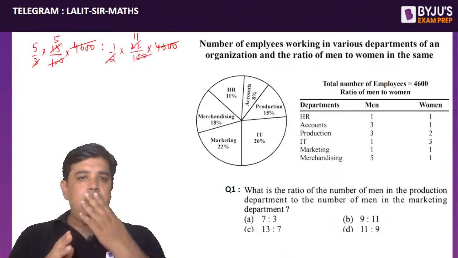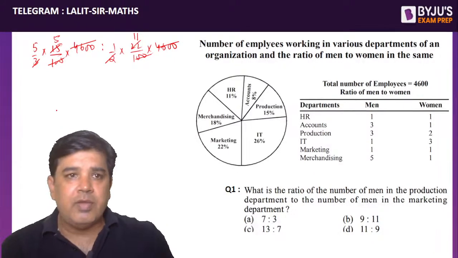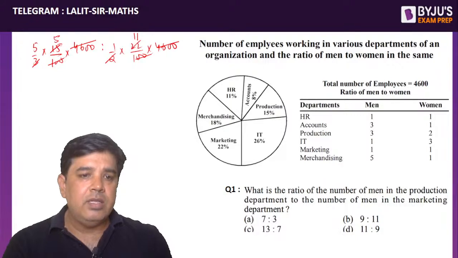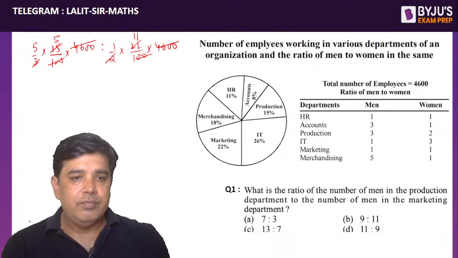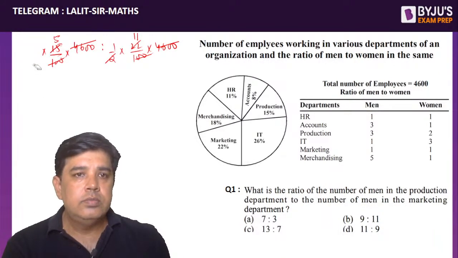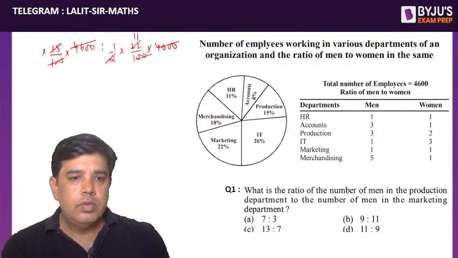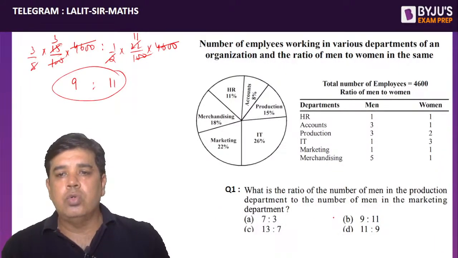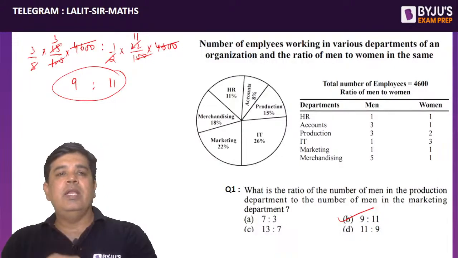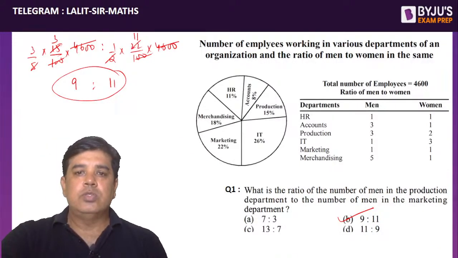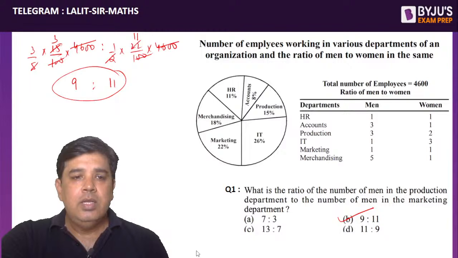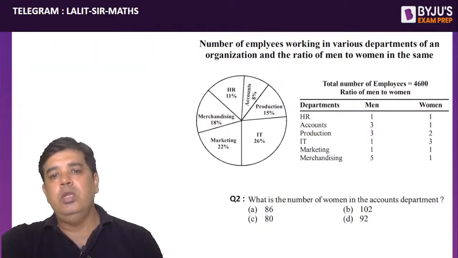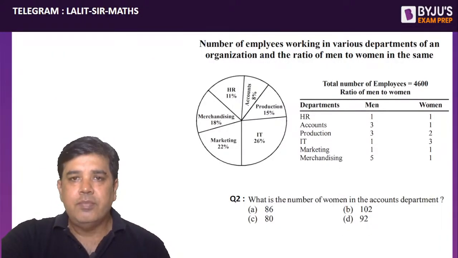I think this is 3 by 5. I have taken 5 by 3. This is 3 by 5, three out of total 5. So here we get 9 and here we get 11. So it is 9 is to 11. So the first question is simple if you make the whole equation in one go and then calculate.